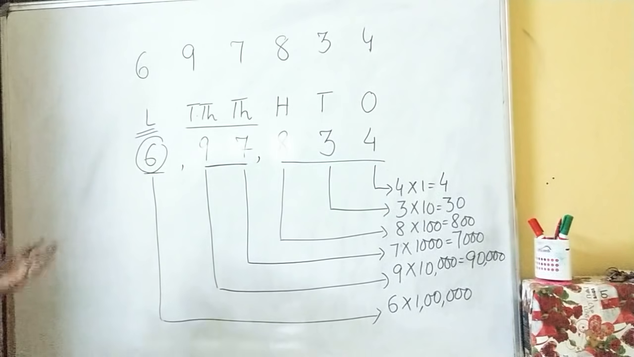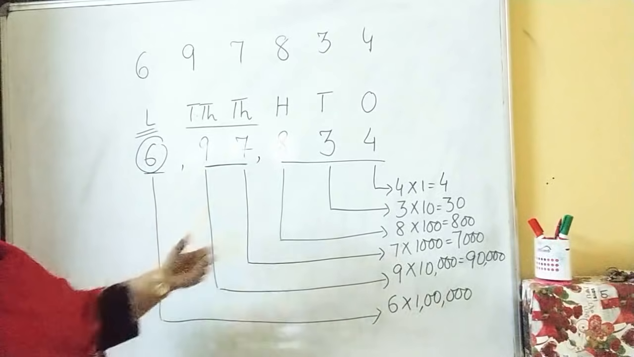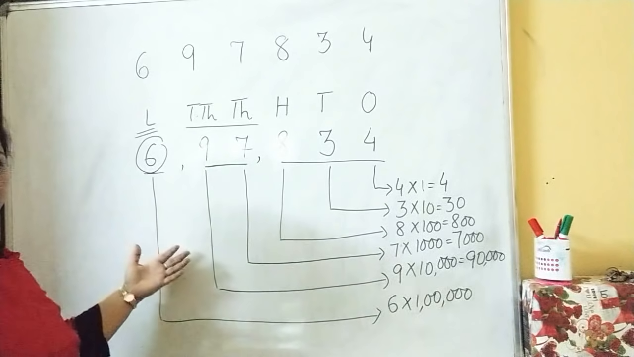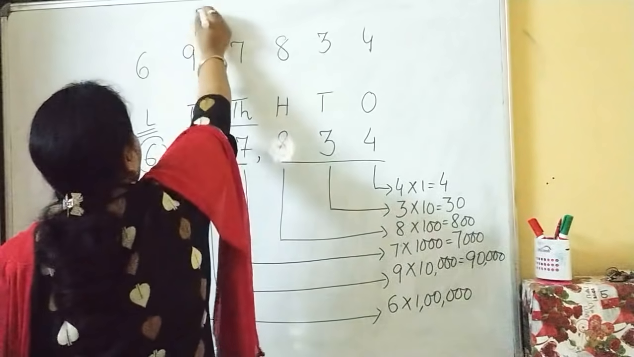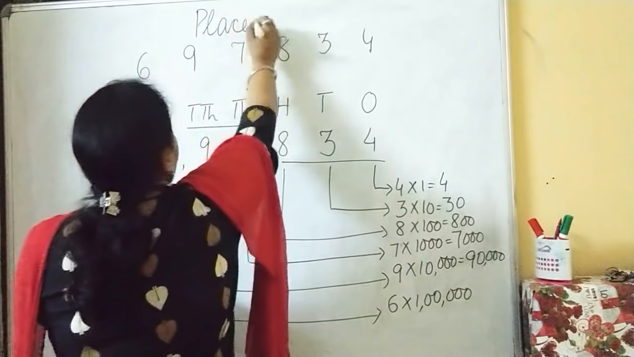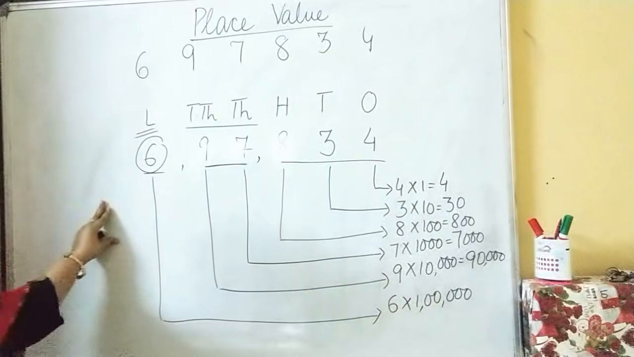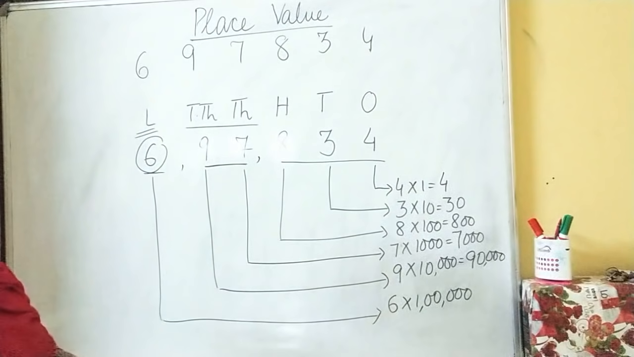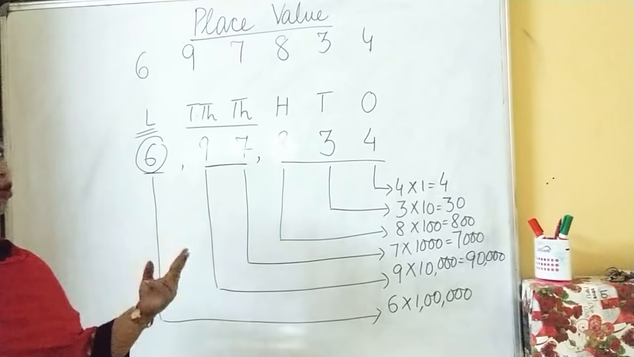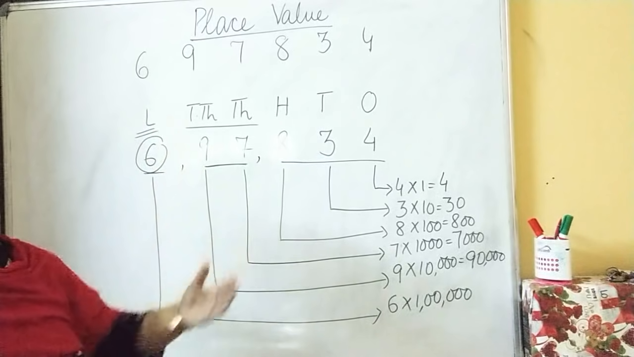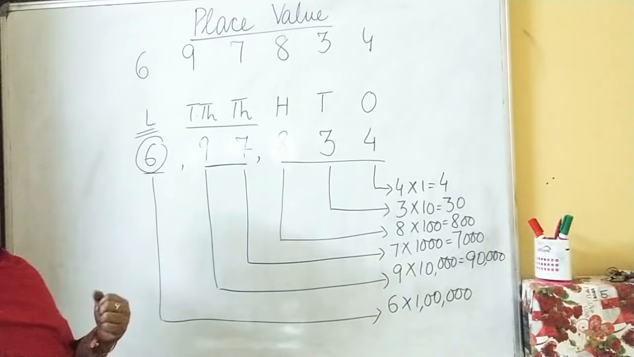Now, what are these values? Again and again I am asking you about values. What are these values I am talking about? I am talking about place value. And children, in our next class, I'll be telling you in detail that there are two systems of this place value system. One is the Indian system, the other one is the international system.